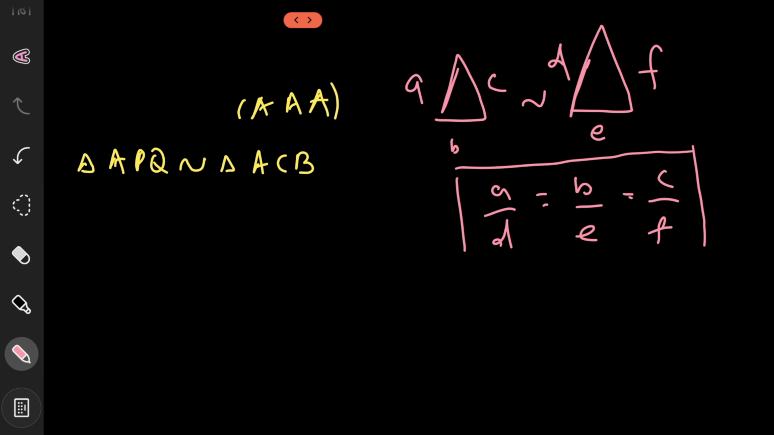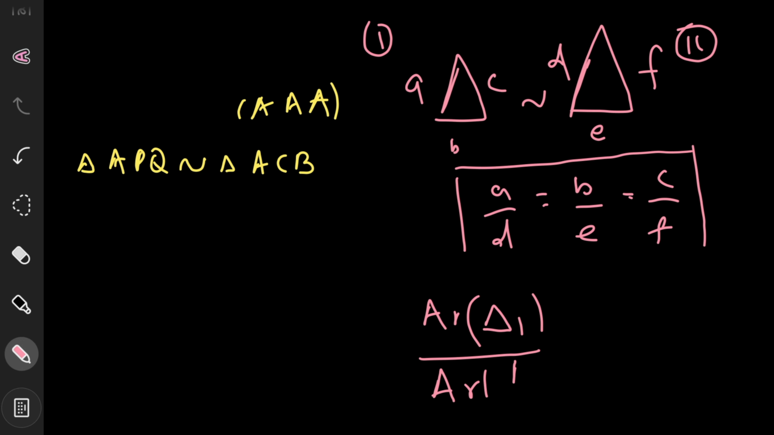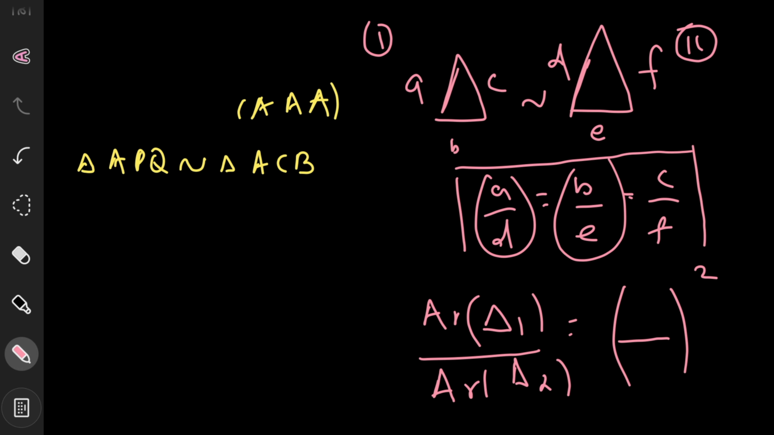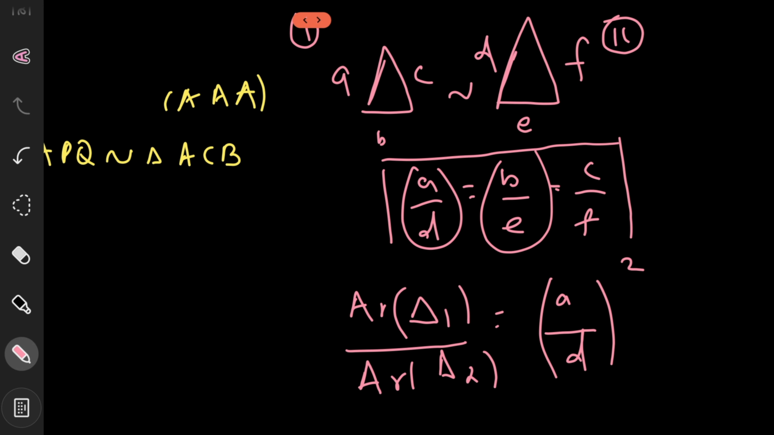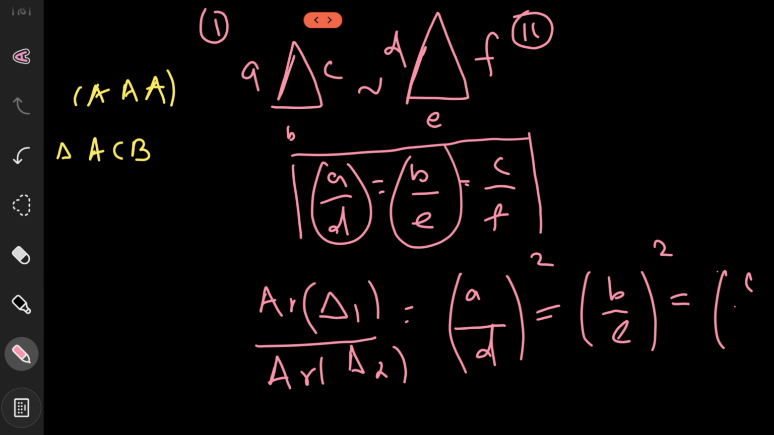Now when two triangles are similar, the area of the triangle 1, this I take as the first and this I take as the second. So area of the triangle 1 divided by the area of the triangle 2, this ratio would be equal to the square of the ratio of their sides, whichever ratio you take between these three. So (A upon D) the complete square would be equal to (B upon E) the complete square, and it can also be equal to (C upon F) the complete square. Okay. So when two triangles are similar, the ratio of their areas is equal to the square of the ratio of their sides, among the three, whichever you want to take.